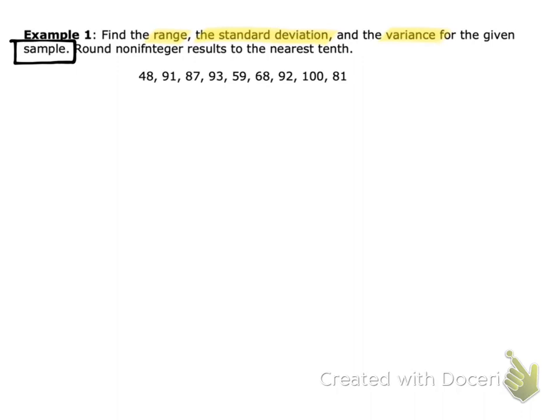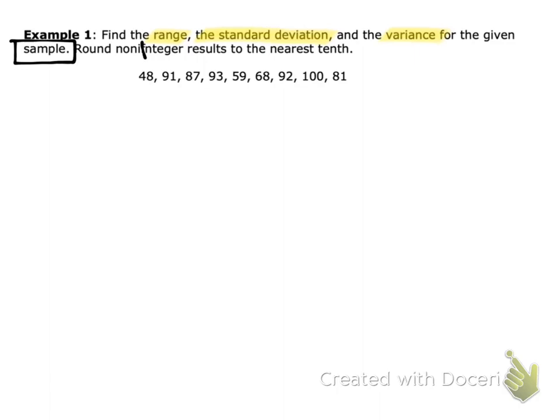That's a typo. Round that should just say integer, not integer. Take out that n. I'm going to have to make a new key again. I have so much work to do. Okay, round non-integer results to the nearest tenth.